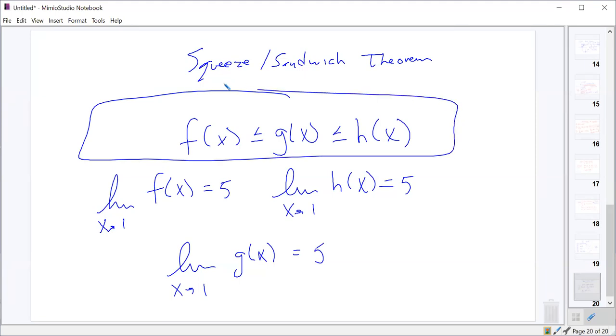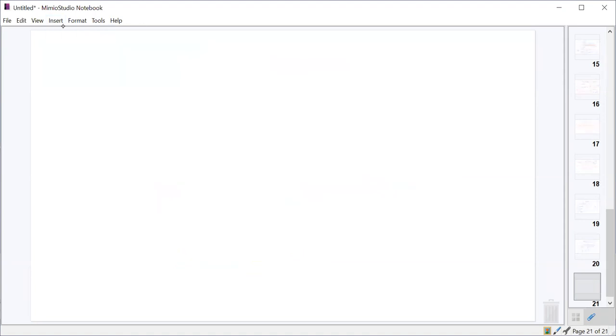If this is true, then the limit at any value here of f is equal to the limit of h, so the limit of f and the limit of h are the same, then the limit of g must be also. All right, taking derivatives.